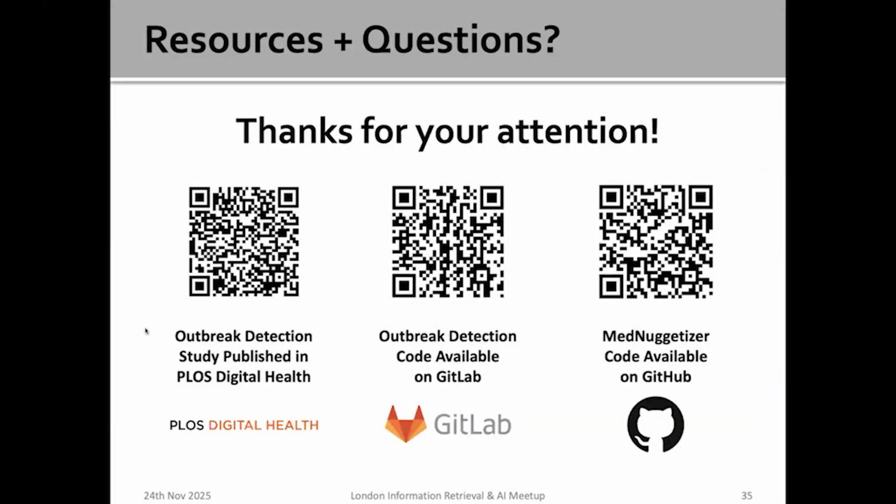As I said, the implementations for both of the case studies are openly available to the community. So the outbreak detection code, not the data, of course, but the code is available via GitLab. And the code for our tool is available on GitHub. So you can download it and extend it or whatever. And the first case study that I presented was published in Global Digital Health. So if you want to read more about it, you can also have a look at the paper.